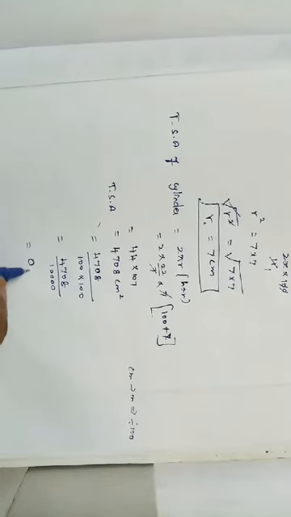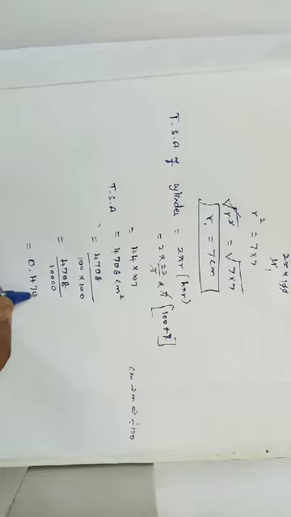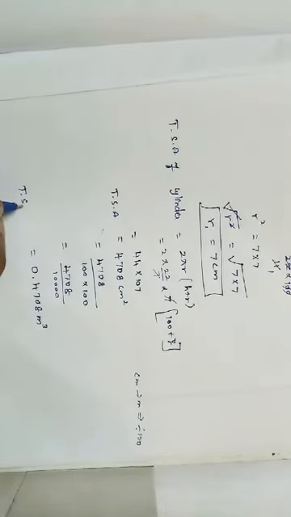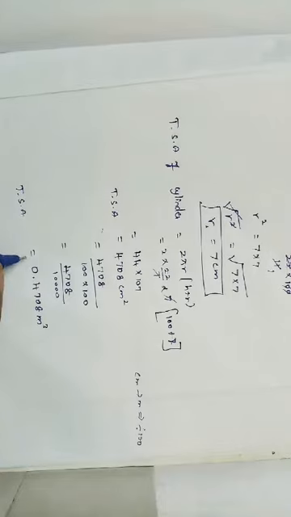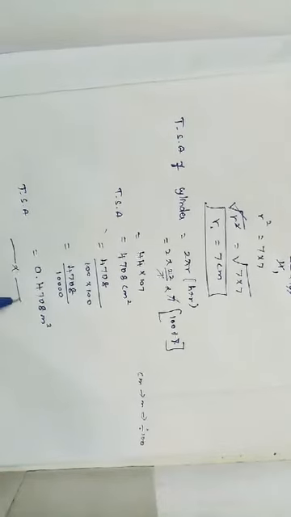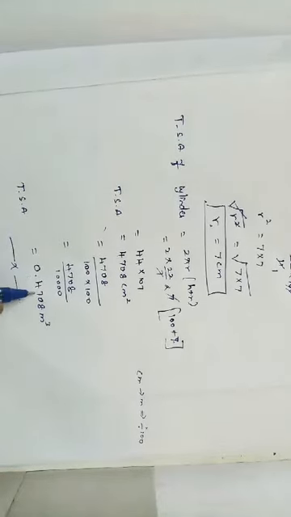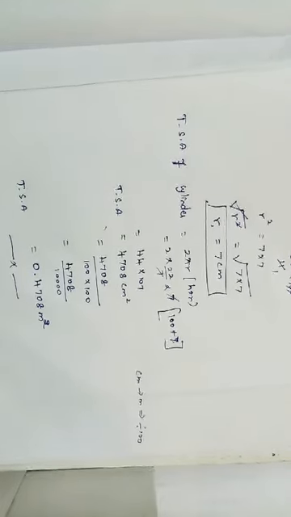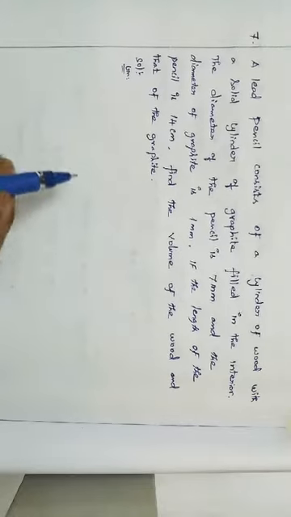So it is nothing but 0.4708 meter square. Therefore, the TSA of the cylindrical vessel is equal to 0.4708 meter square. Next, sum number 7.